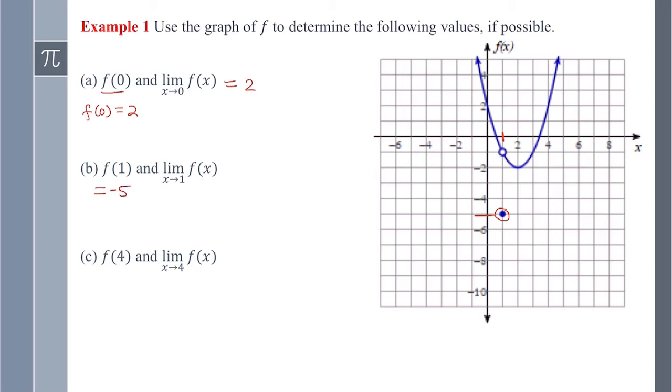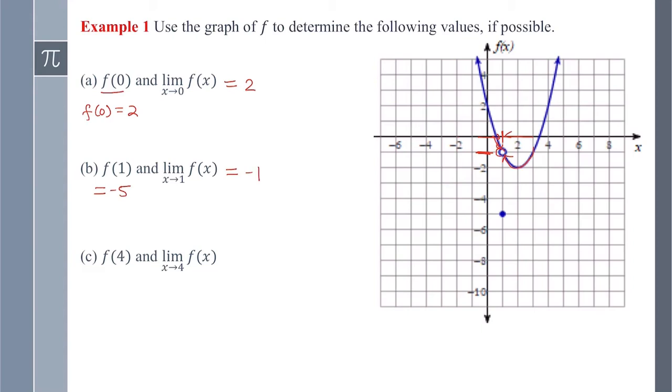Now let's see what's the limit when x approaches 1. So 1 is right here. When x approaches 1, the function is approaching this value right here from the left. Similarly, when x approaches 1 from the right, the value of the function is approaching this value. So that means when x approaches 1, the function is approaching -1.